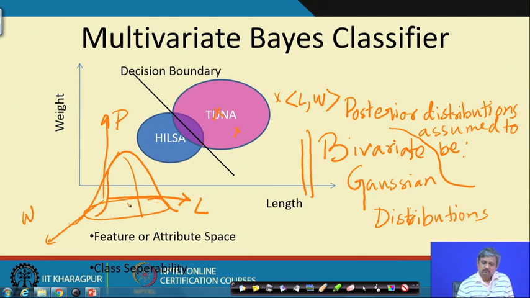Okay. So, I have one such bell for the tuna. Note that what I am drawing here is actually the projection of the bell to LW space. I am looking from the top. This is a picture looking from the top. Similarly, I have a bell for hilsa, and these projections will either look like a circle if the bell is symmetric, or look like an ellipse if the bell is elongated more in one direction than the other.